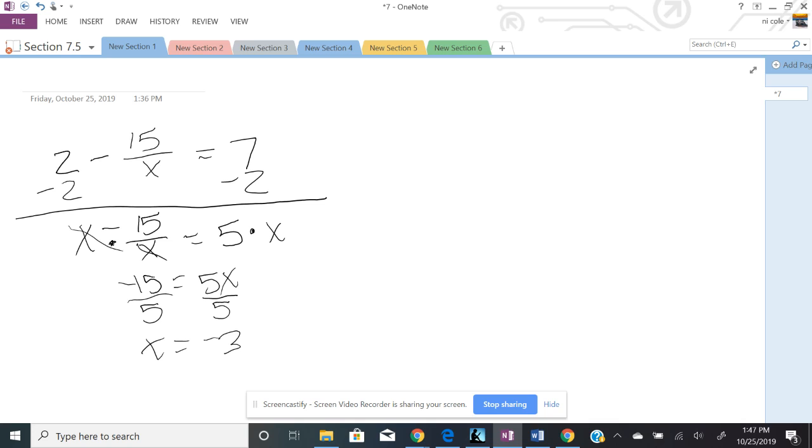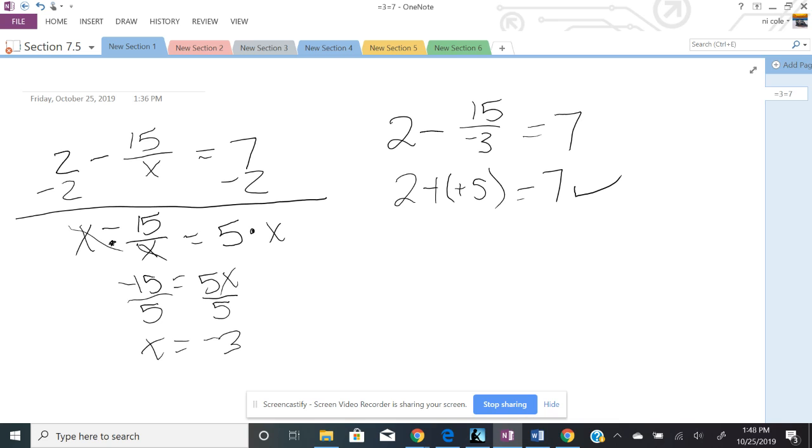The other thing we always have to do is check. So I'm going to come over here and check. I'm going to do 2 minus 15 over negative 3 equals 7. So 15 divided by negative 3 equals negative 5. So I will have 2 minus a negative 5 equals 7. And remember, a negative is like a plus, so 2 plus 5 is 7. So that checks.